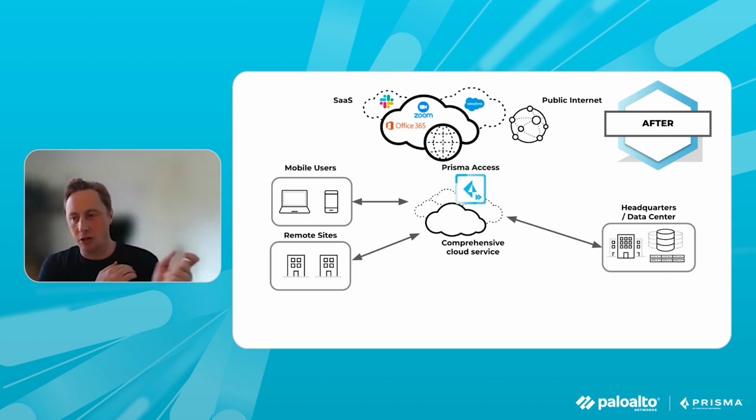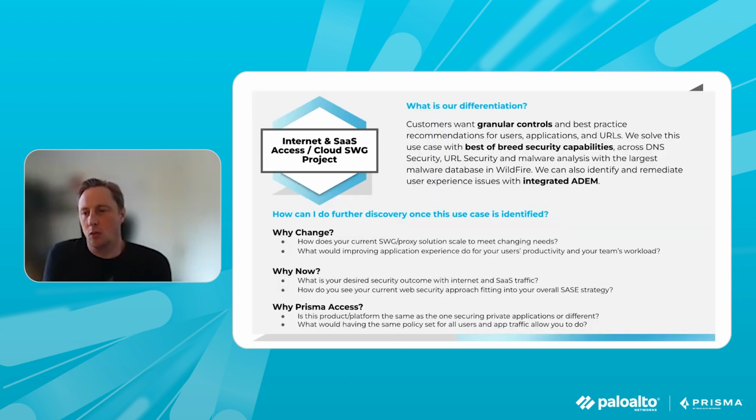With Prisma Access, you don't have to do that via your data center example. You can do it directly from Prisma Access with that unique egress IP. So that's a wrap on that specific pair of use cases. We provide all the granular controls and the full suite of Palo Alto security, which is DNS security, advanced DNS security, advanced URL, wildfire database, which is massively many times larger than any of our competitors. And from a user experience perspective, we can integrate that with ADEM.